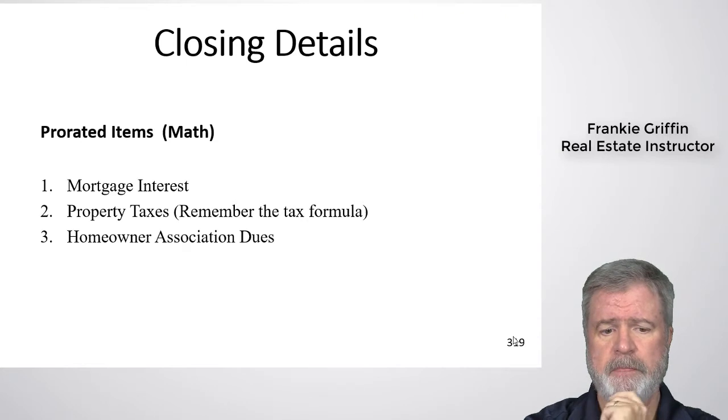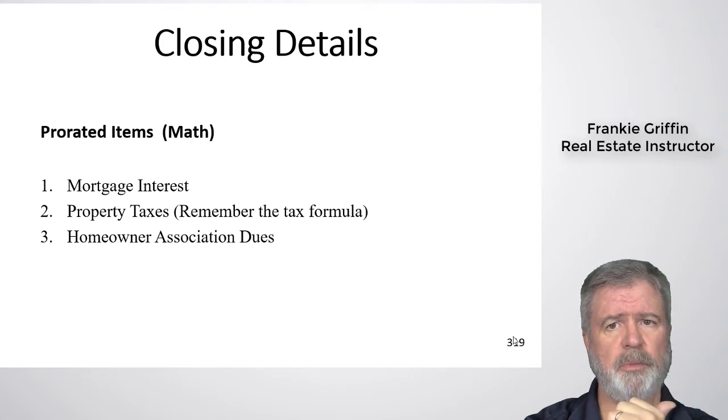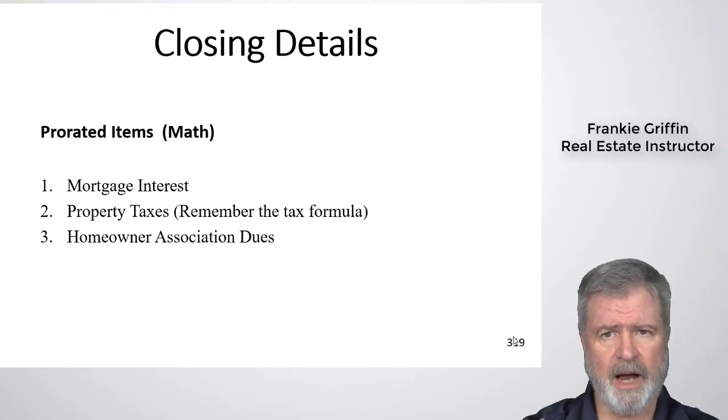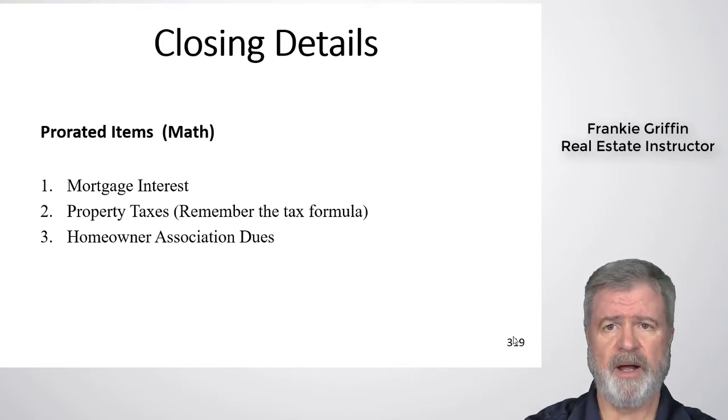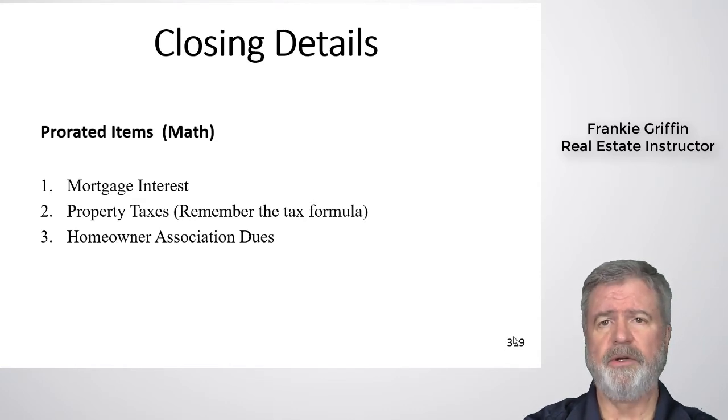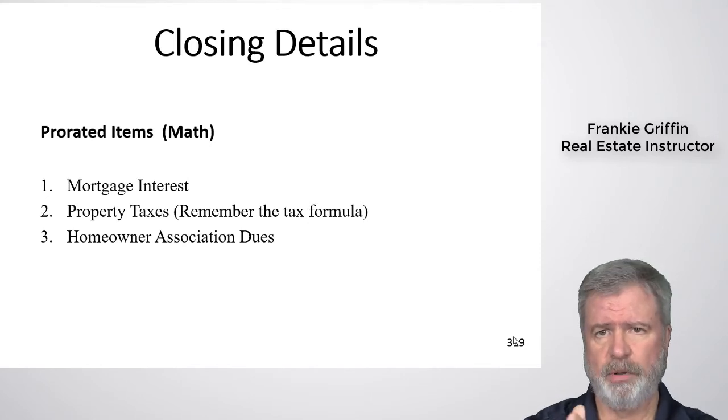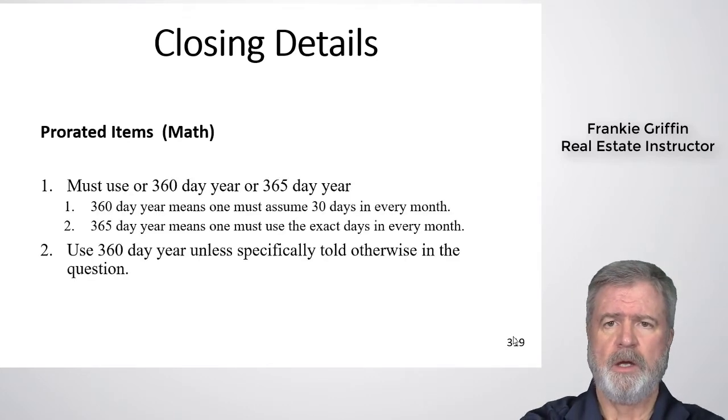You've got to be able to calculate or prorate what the interim interest will be that the buyer will owe. We've got to be able to prorate property taxes, because the seller's going to be responsible for a certain amount, and the buyer's going to be responsible for a certain amount. And we'll go over that. Same thing with HOA dues. That's got to be split between the two, so we've got to prorate that. And we're going to go through and look at examples of all of those.